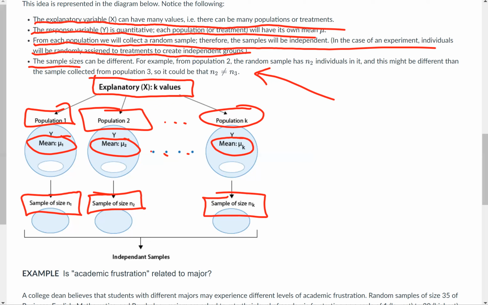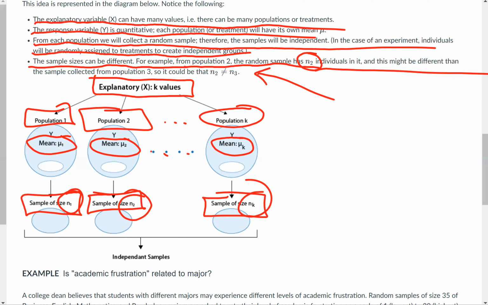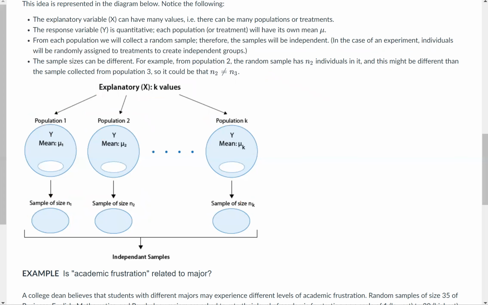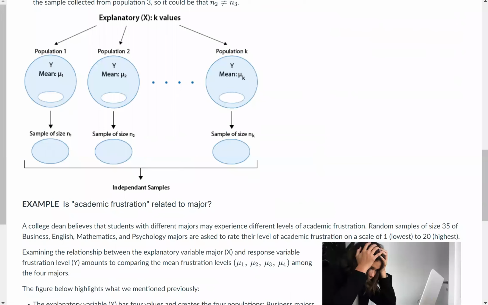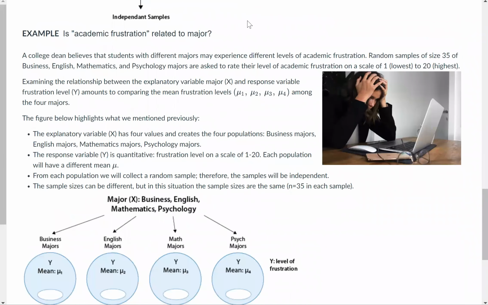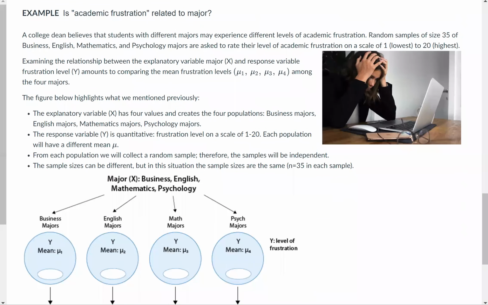Fourth, the sample sizes can be different. That's why they don't use the same N for all of these. They use N1, N2, which could all be different numbers. For example, from population 2, the random sample has N2 individuals in it, and this might be different than the sample collected from population 3. So it could be that N2 is not equal to N3. The number of people in a sample from one population might be different from the number of people in a sample from another population. So we'll look now at another example.